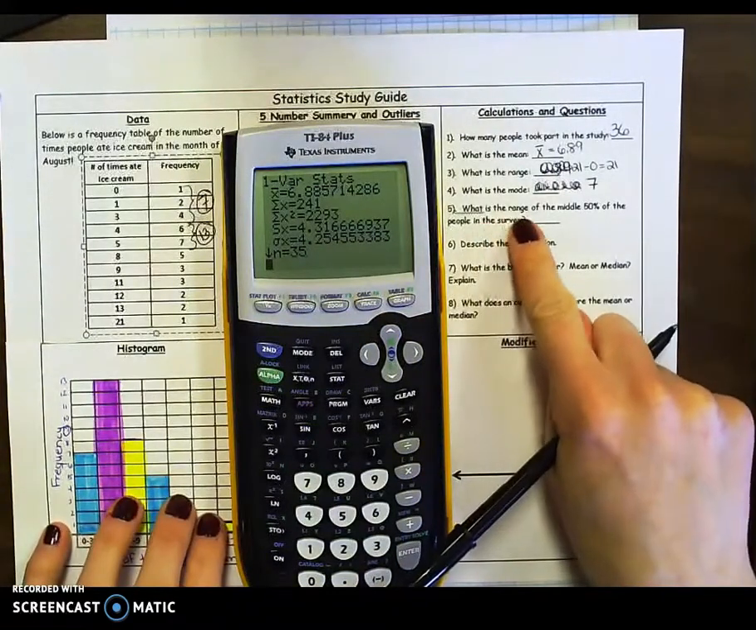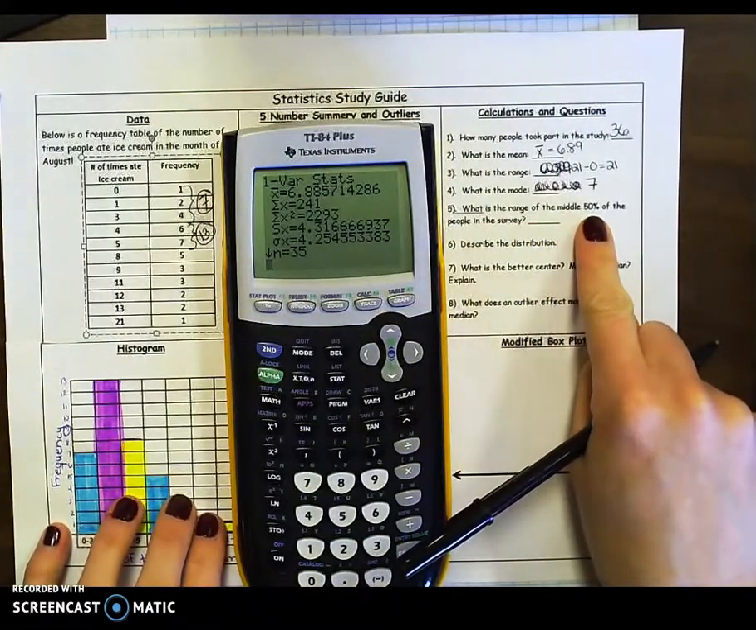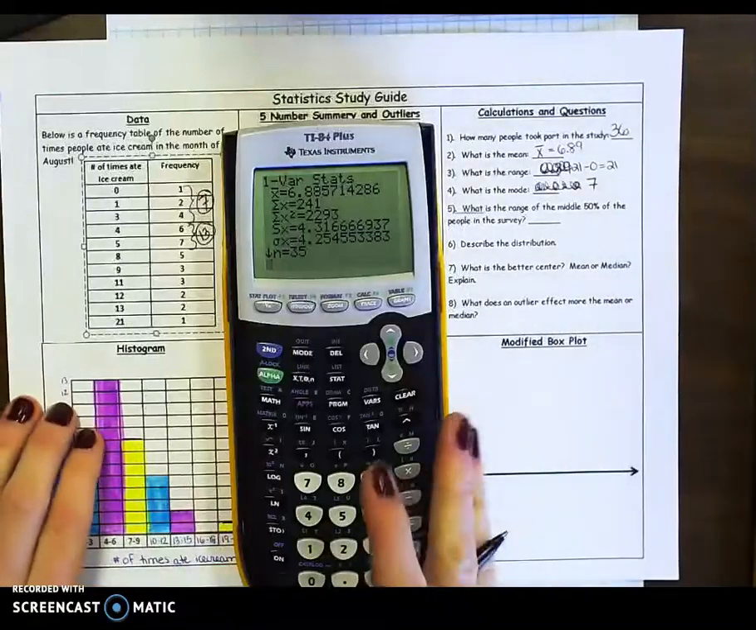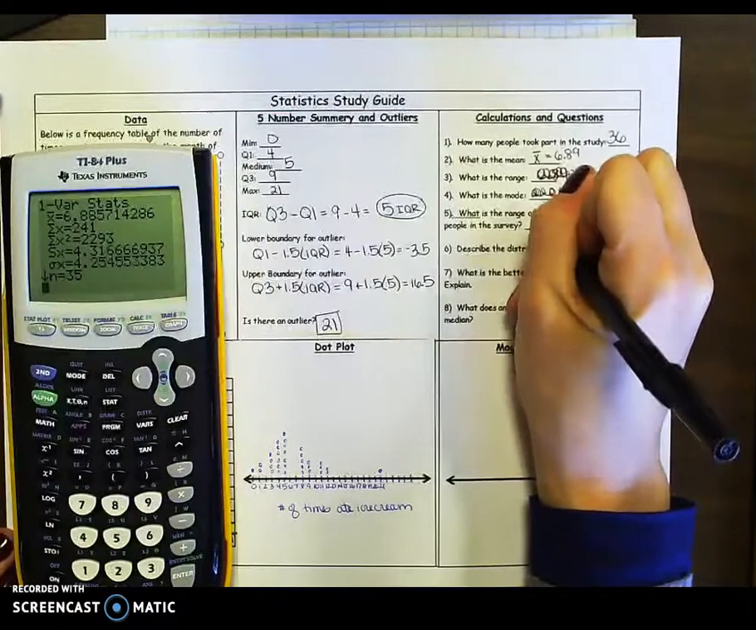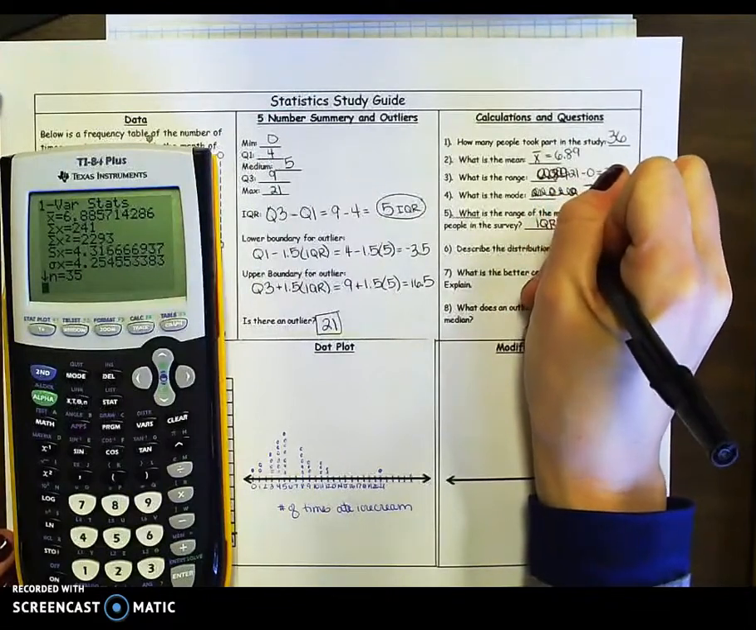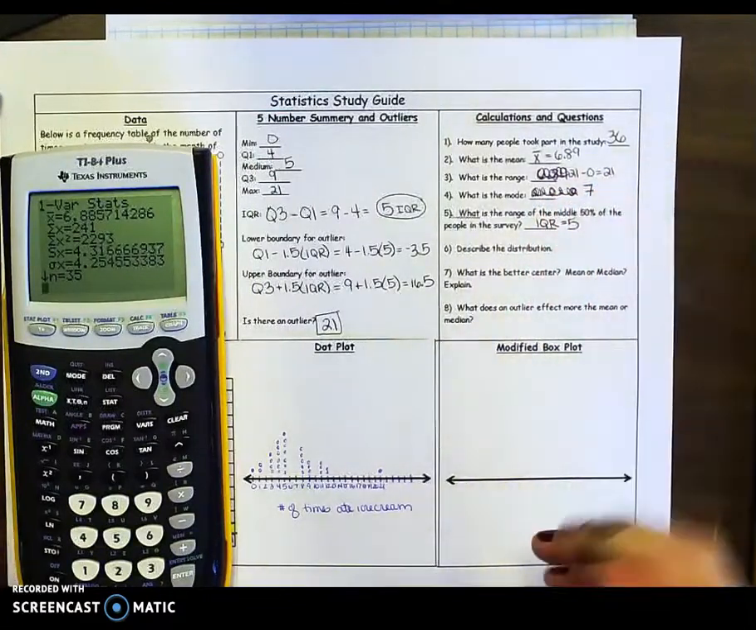Now it says, what is the range of the middle 50% of the people in this survey? Well, the middle 50%, that's the IQR, which we found before to be 5.